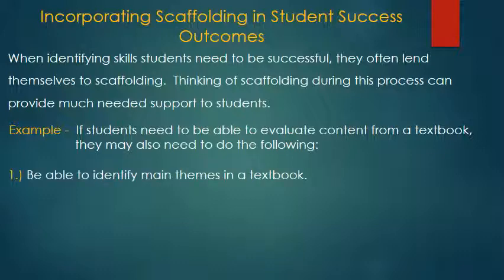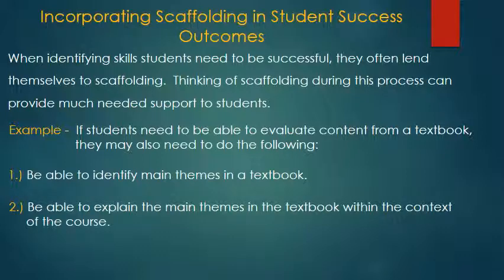Maybe students need to be able to identify main themes in a textbook before they can evaluate content in a textbook. Maybe students need to be able to explain the main themes in the textbook within the context of the course before they can evaluate the content. In this case, you would want to create outcomes for each of these. Identify main themes, explain main themes, and evaluate content.